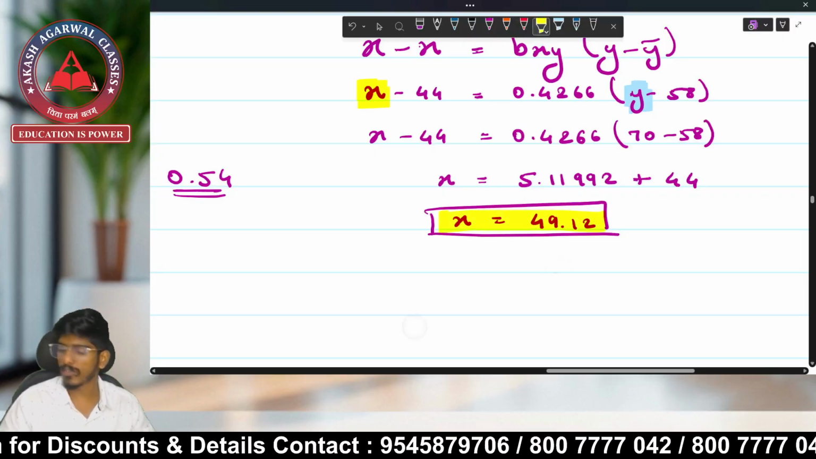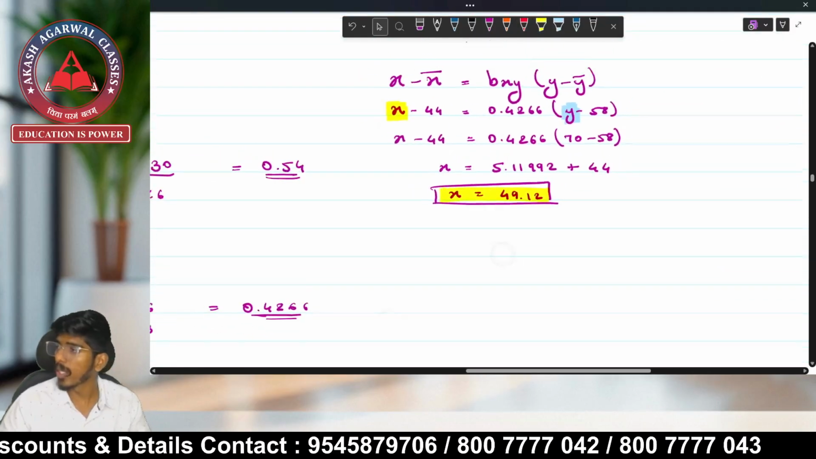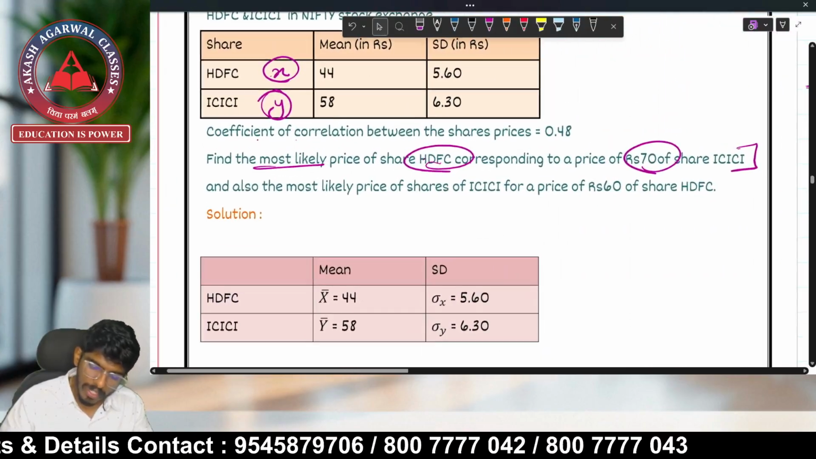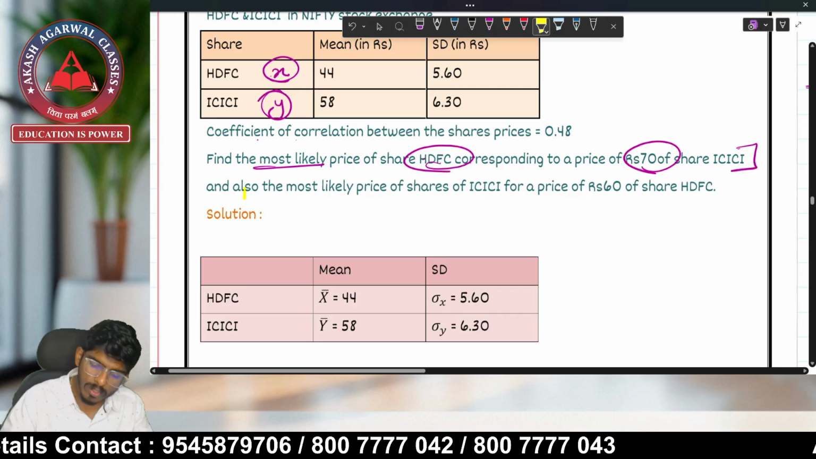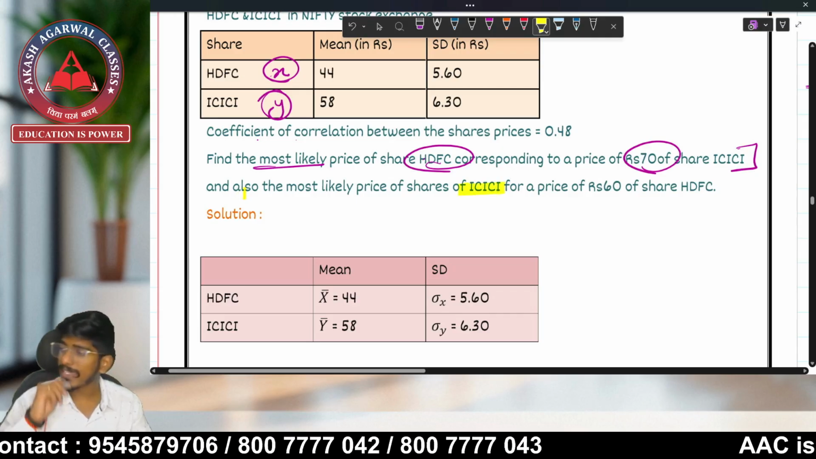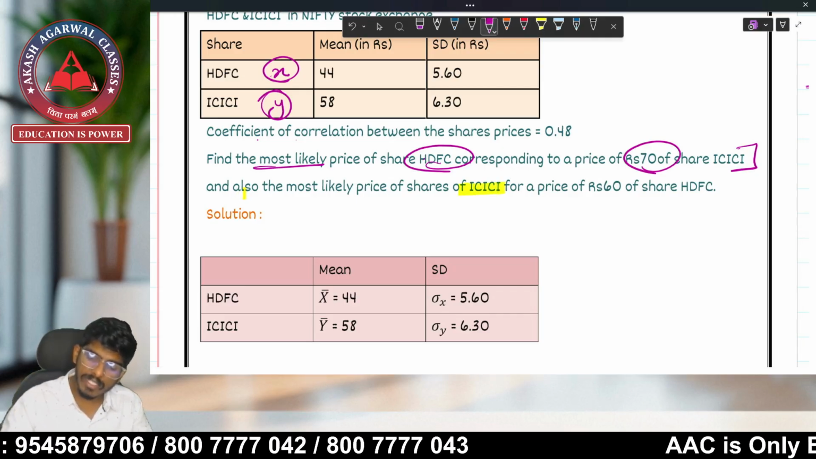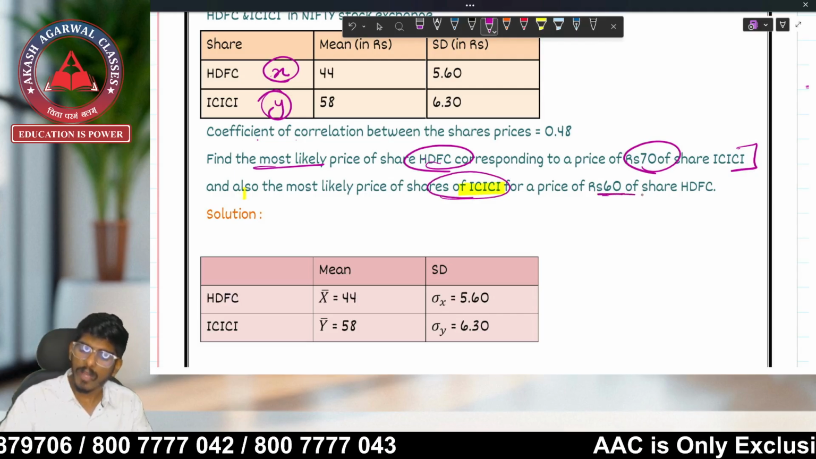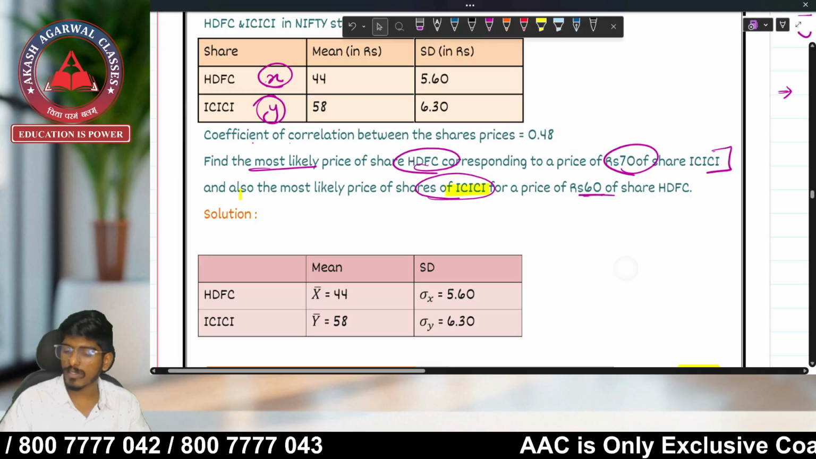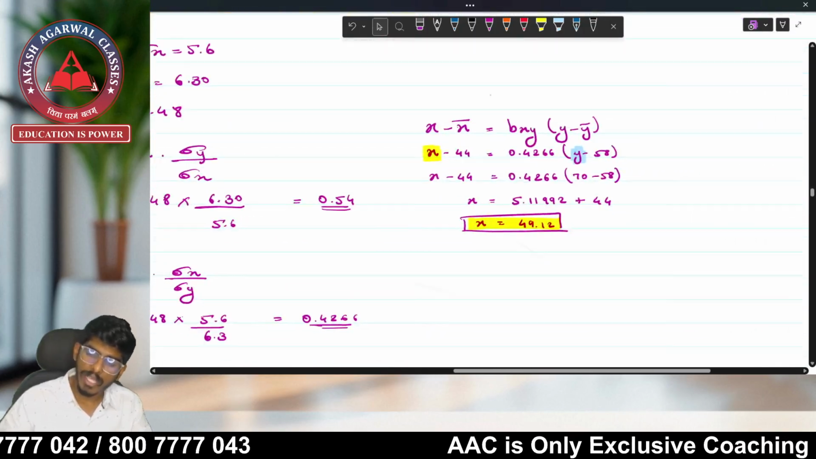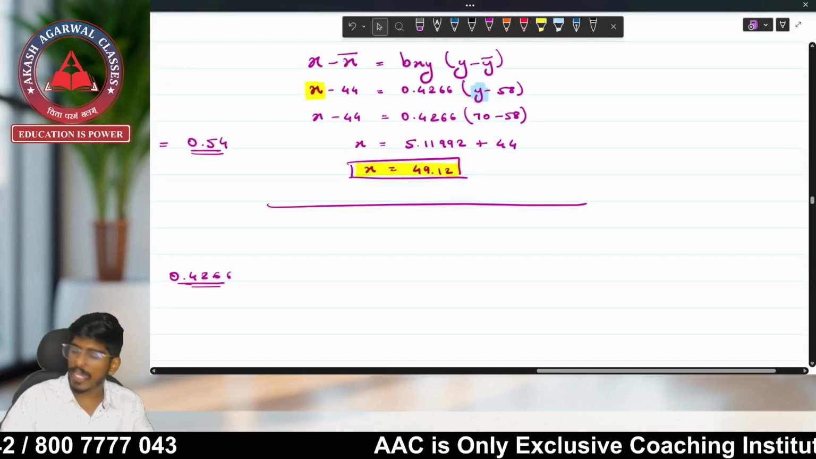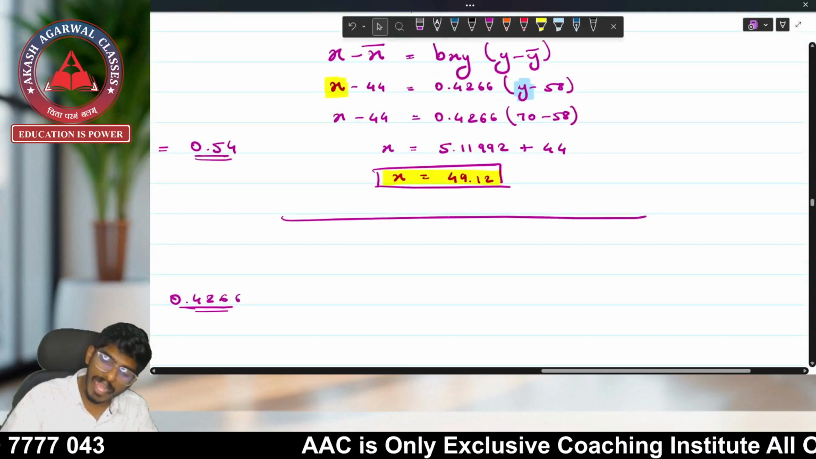My HDFC's value is going to be 49.12. Now also the most likely price of share of ICICI. They are asking us the price of ICICI when they have given us the price of HDFC. And now I'm going to need a regression equation for Y on X.